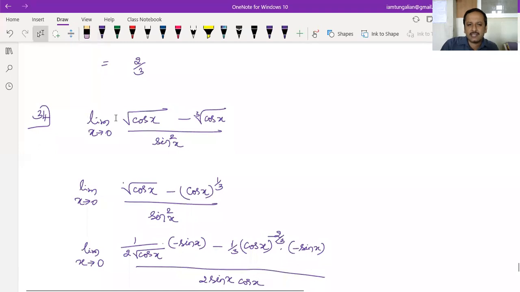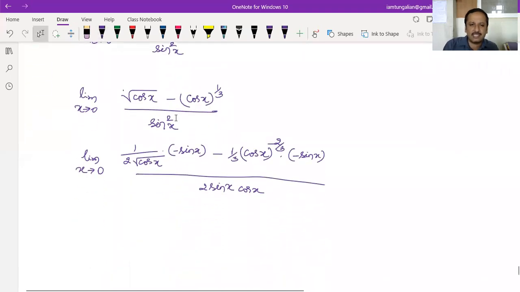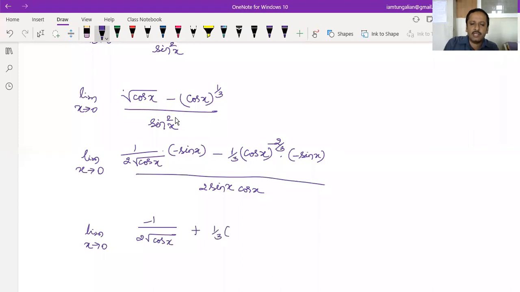Now take sin x as a common factor here and cancel that sin x. Once you cancel sin x, we are left with minus 1 by 2 root cos x, plus 1 by 3 into cos x to the power minus 2 by 3, with sin x cancelled, divided by 2 cos x.